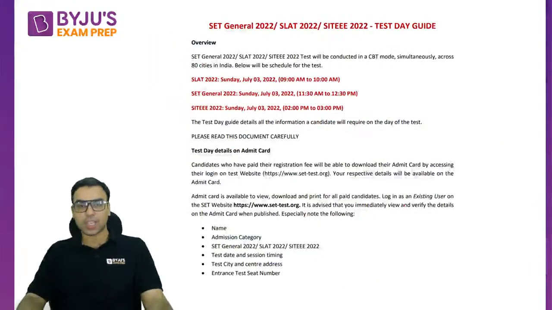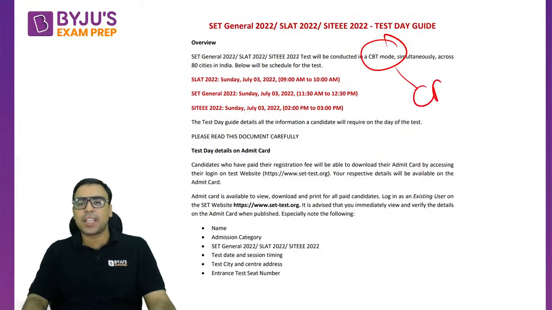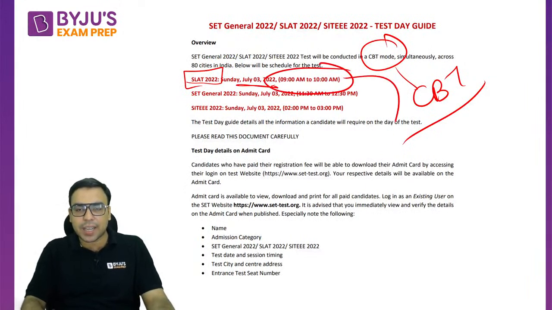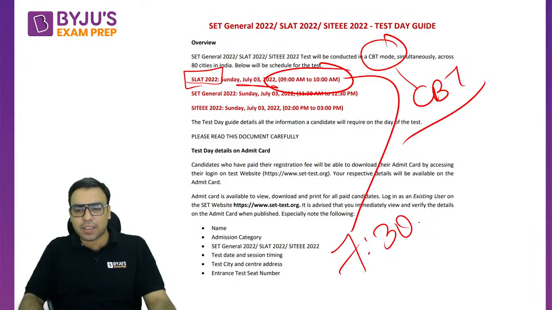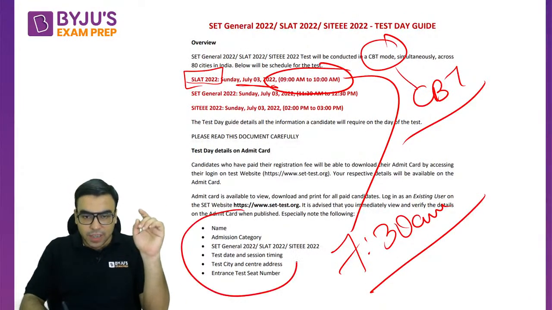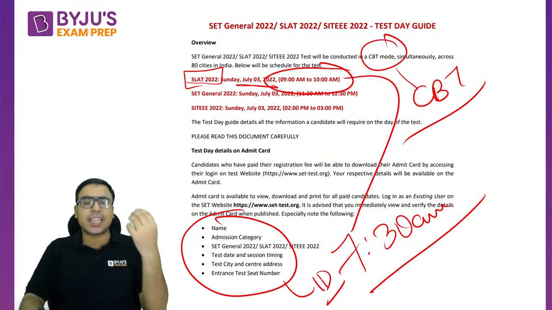Okay, they have written the detailed instruction that it should be in CBT, that is computer based test, which is going to be the SLAT, law entrance examination, on 3rd July from 9 AM to 10 AM, and they have told you to reach by 7:30 AM. Okay, and you should keep the colored admit card as well as the original ID, any of the original ID.